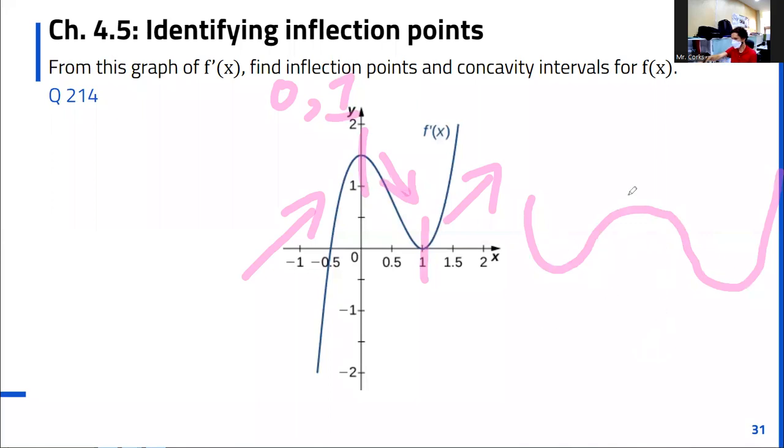Roughly. I'm not being very careful with the relative heights here, but it is this sort of x to the exponent 4 that goes down, up, like this. 3 of these concavity intervals, and with 2 inflection points like this.